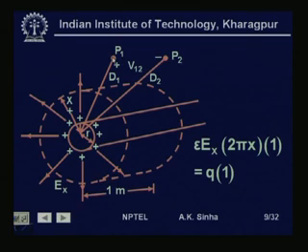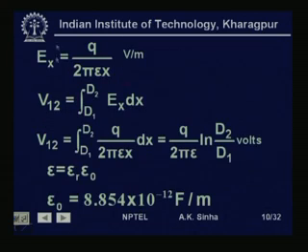So, if we want to find out the voltage difference between 2 points P1 and P2, which are at a distance d1 and d2 from the center of the conductor, what we need to do is integrate Ex dx from d1 to d2, which will give me the voltage difference V12.